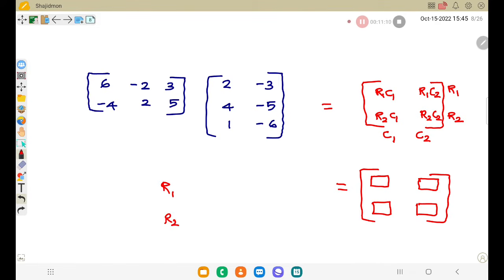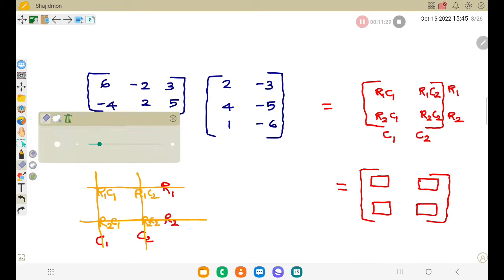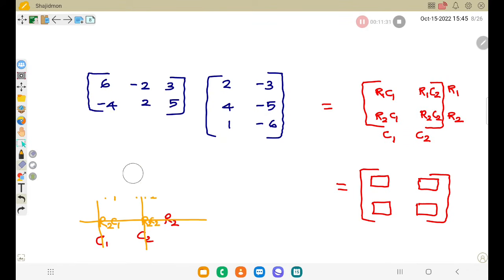R1, R2, C1, C2. So first, here is the first row, first column, so here we need to calculate R1, C1. Now the same first row but second column, so R1, C2. After that, second row, first column, and second row, second column. This is the idea behind the multiplication of these two matrices.